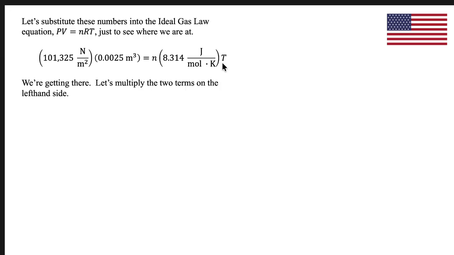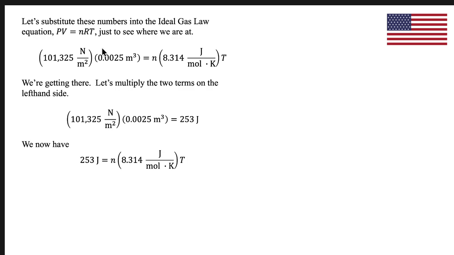So now we can substitute these numbers into PV is equal to nRT just to see where we're at. We've got to take inventory here. There's the pressure, which is 1 atmosphere, expressed in different units. There's 2.5 liters, expressed in different units. And there's the number of moles. There's the gas constant, and there's the absolute temperature. If we focus on the left-hand side only, these two terms, we can multiply them. And we get 253 joules, because a joule is a newton meter, and we have meters cubed on the top and meters squared on the bottom. So that's energy.